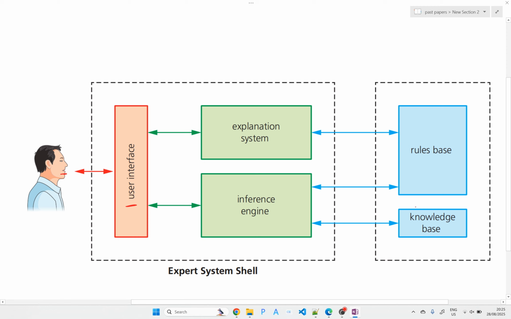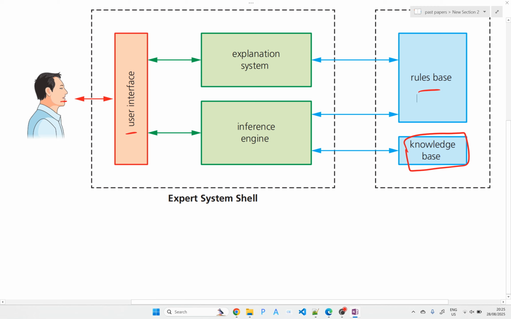I guess really the knowledge base, you can think of it just like a big spreadsheet, just a big table. Then the rules base, these are basically just going to be a load of if statements. In reality, I guess you'd call it a decision tree.